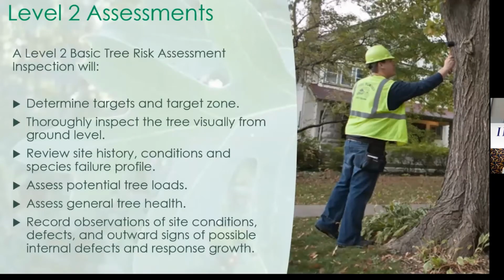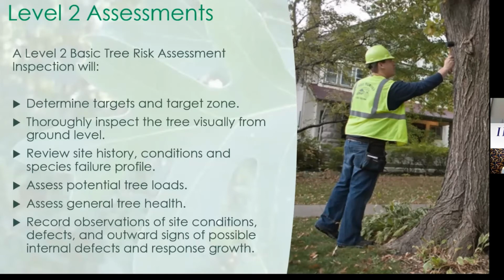So a level 2 assessment is a basic tree assessment, and it's a ground level assessment by an arborist. They use some simple tools and techniques. You can see the arborist on the right here using a sounding mallet to determine the sound when he hits the trunk of the tree. You can tell the levels of decay that may be in the trunk. They inspect the tree for its targets, potential targets in the target zone. We'll talk about this in a minute.